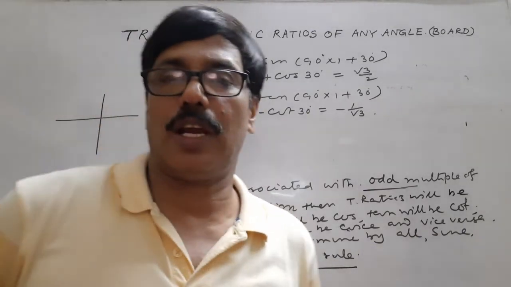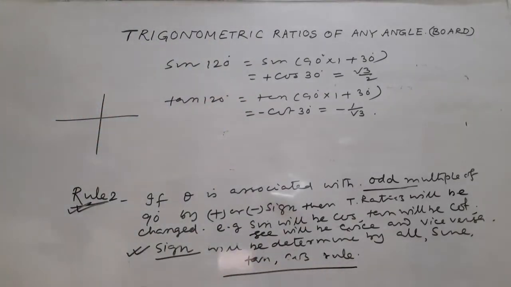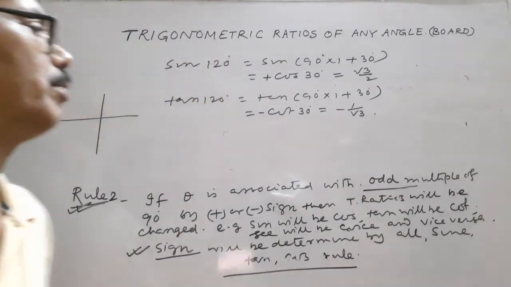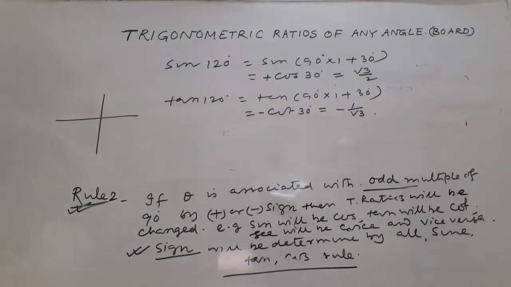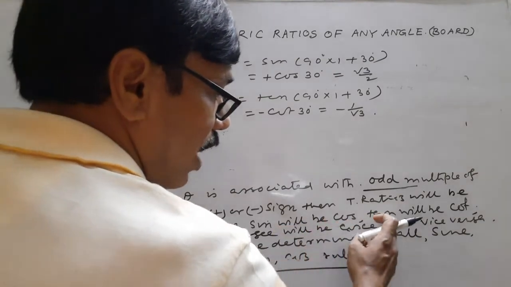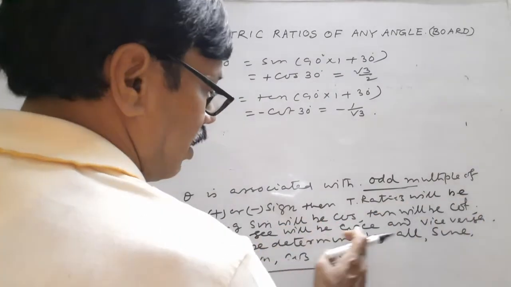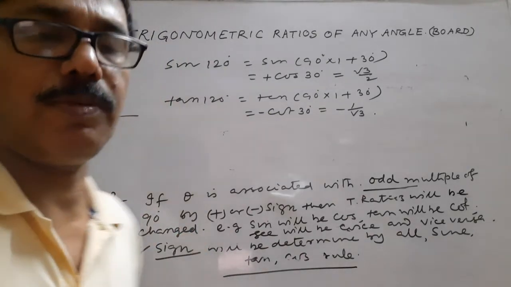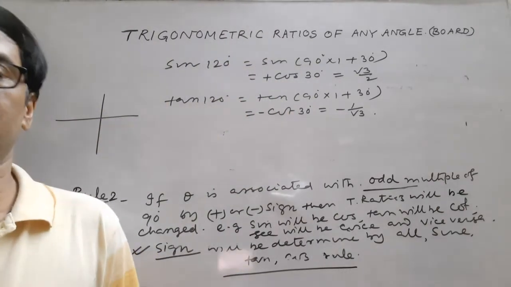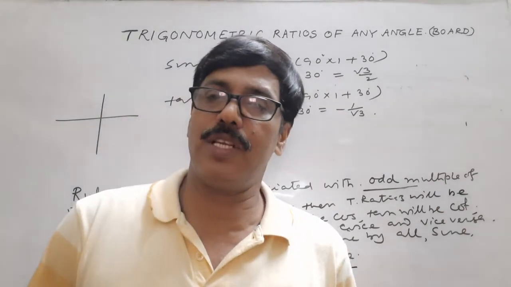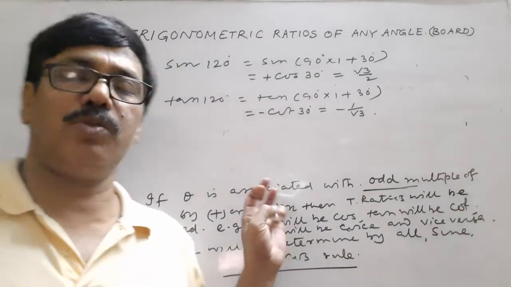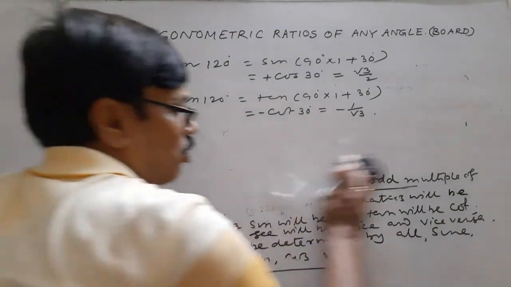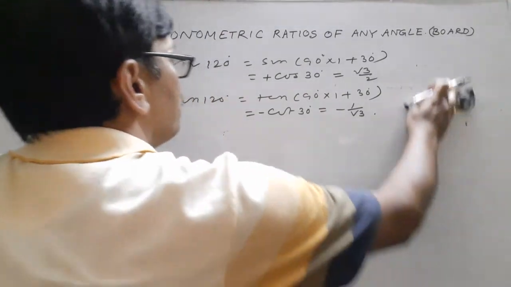So there are two rules. If it is an odd multiple of 90 degree, then T ratios will be changed. How is it changed? Sine will be cos, tan will be cot, sec will be cosec, and vice versa, conversely. And the sign will be determined by the all sine tan cos rule. Now using these two rules, you can use one or two as you please. So let us consider some basic problems.